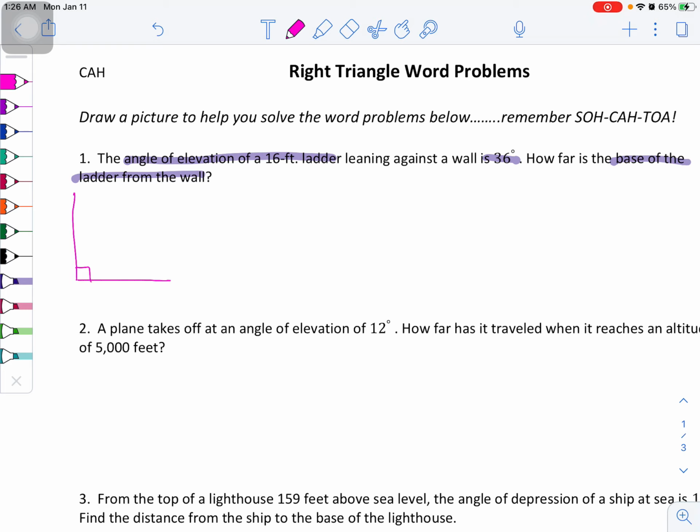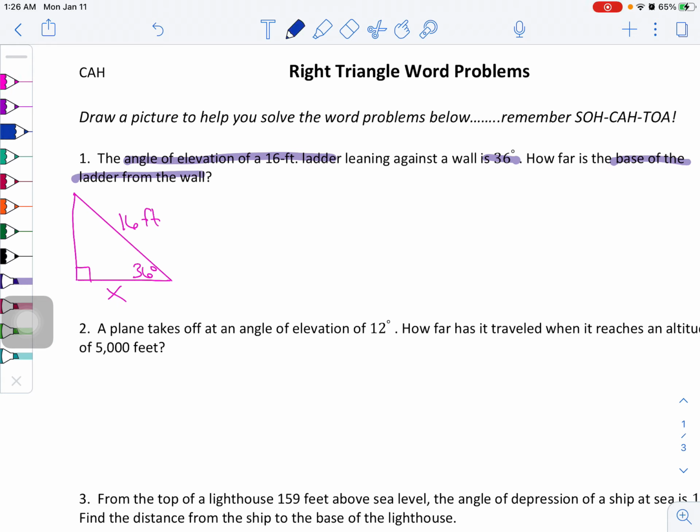So we have a wall. We have the ground. The wall and the ground are 90 degrees to each other. And against the wall, we have a 16-foot ladder. So there's my 16-foot ladder. It says the angle of elevation of a 16-foot ladder is 36 degrees. So that means from the ground angling up, angle of elevation, this is 36 degrees. How far is the base of the ladder from the wall? The base is going to be the bottom. We're looking for this edge right here, this bottom piece.